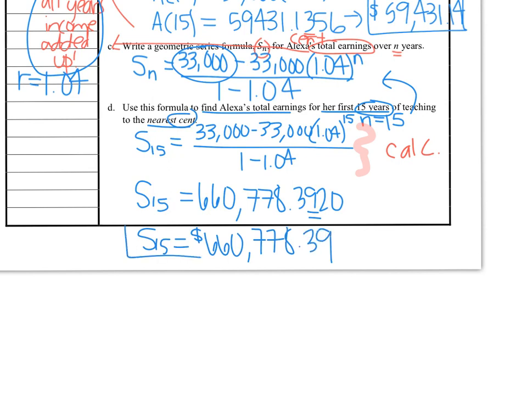So S sub 15 equals $660,778.39. So again, let's just kind of rephrase this. This is all 15 years salary added up. Okay, hope you can see that. Let's just say added up.